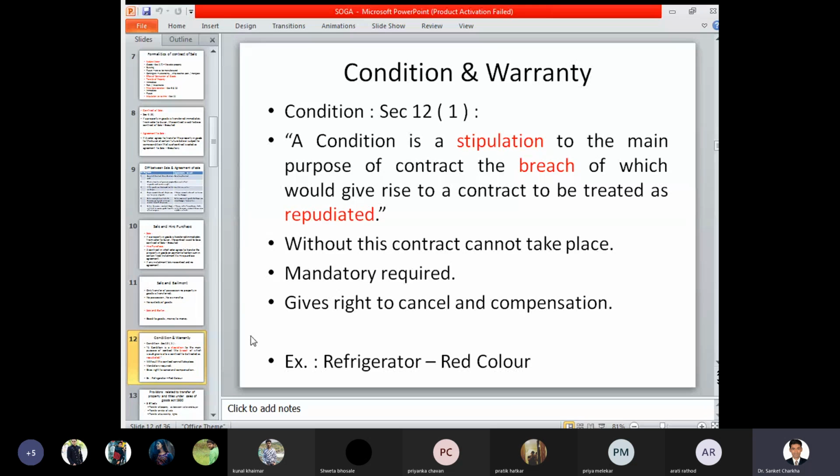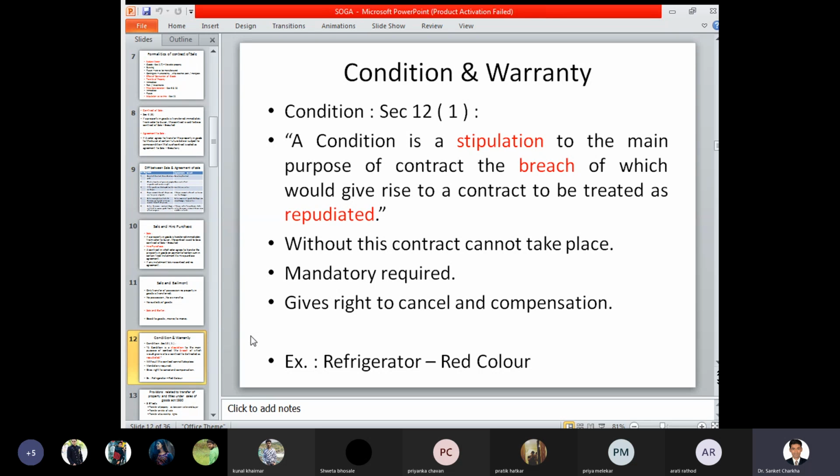Now, coming to today's perspective, the topic for discussion today is the concept of condition and warranty. So under condition, section 12(1) specifically deals with a condition as a stipulation to the main purpose of the contract, the breach of which would give rise to the contract being treated as repudiated. So in this case, for example, what is the condition?